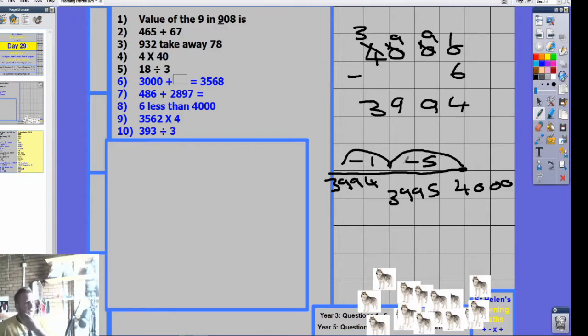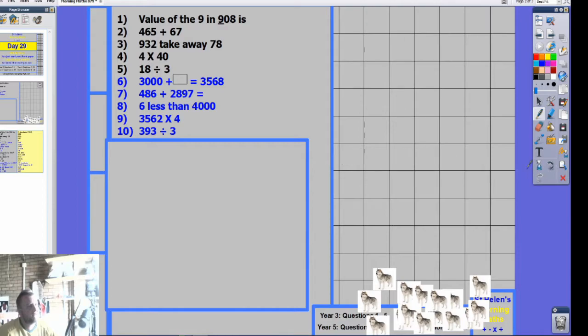Or you could count back in your head, maybe: 3999, 3998, 3997, 3996, 3995, 3994. There's a variety of ways you can do that one, but sometimes the easiest, the quickest method is probably the best.